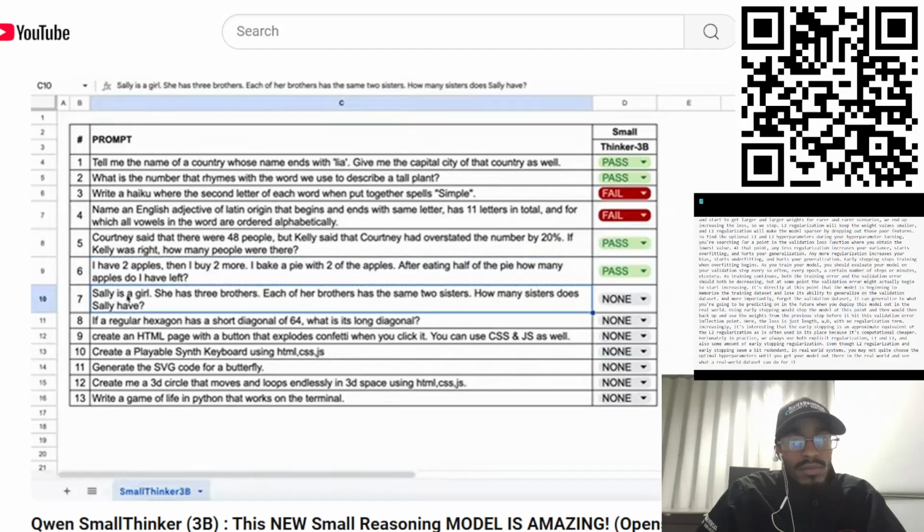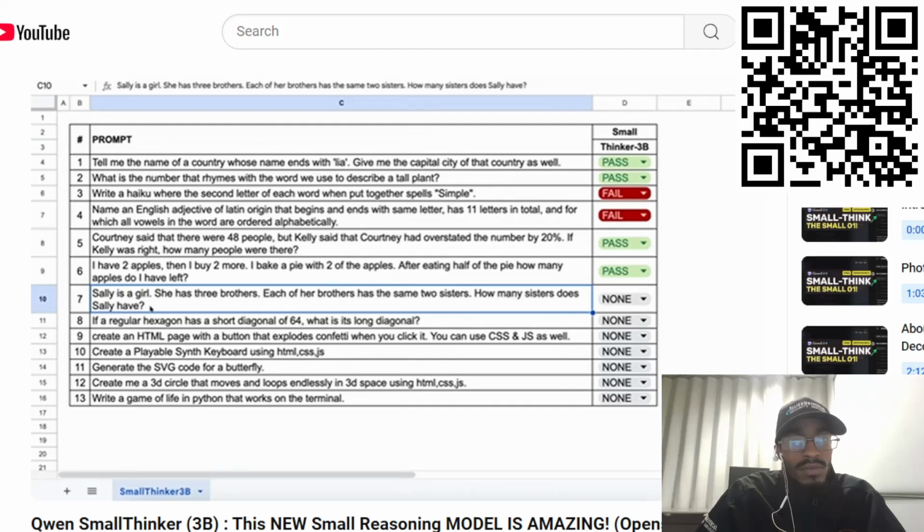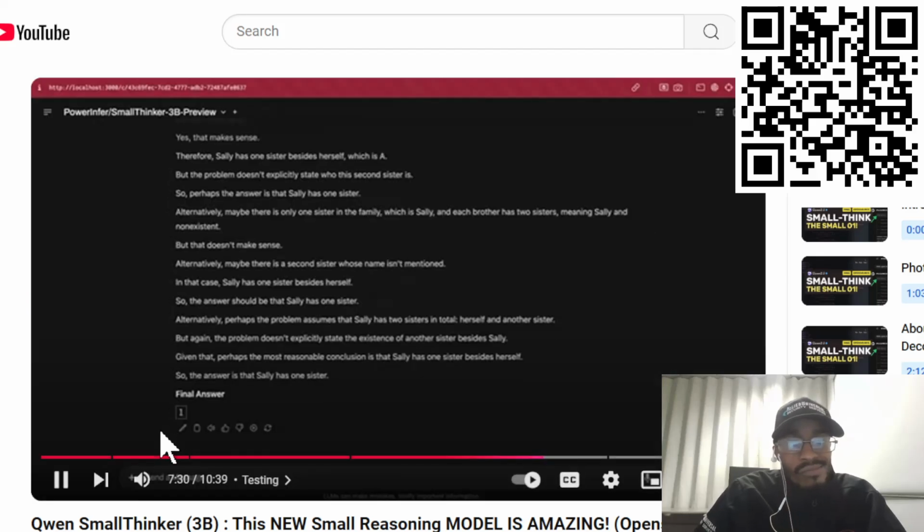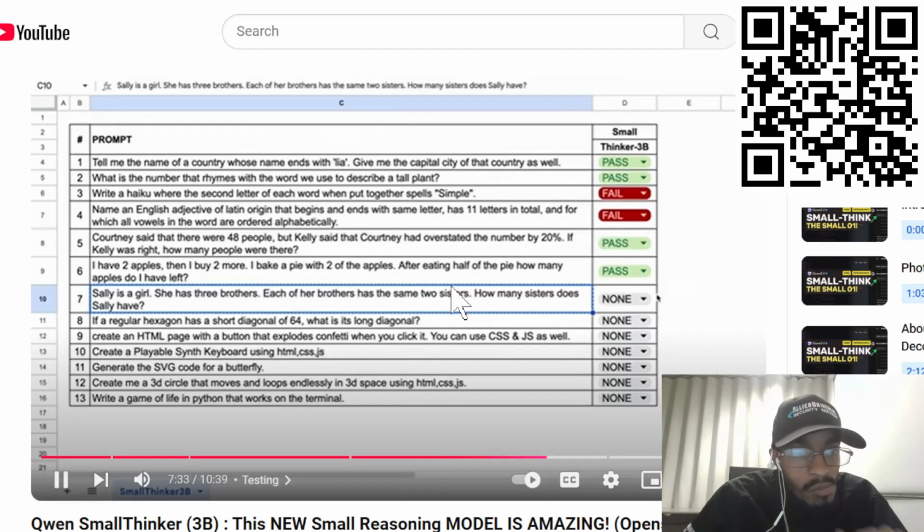Now the next one is, Sally is a girl. She has 3 brothers. Each of her brothers has the same 2 sisters. How many sisters does Sally have? The answer should be 1. Let's send it and see. Okay, here's the answer, and this is also correct. Let's keep it a pass.